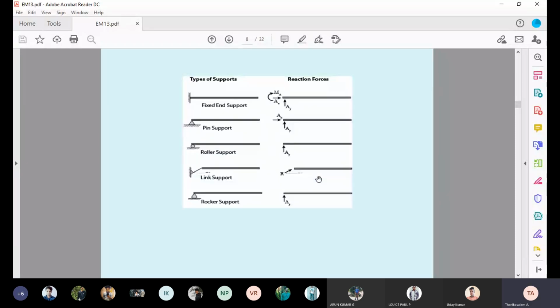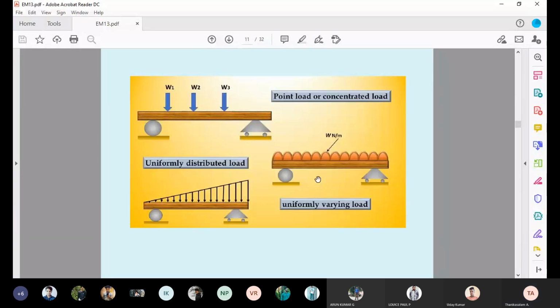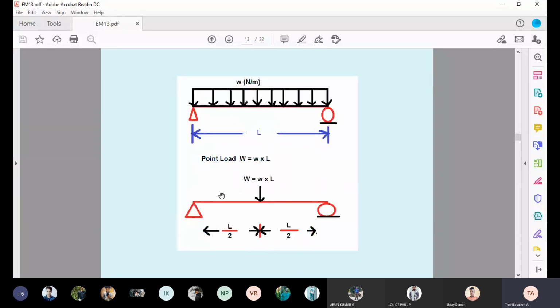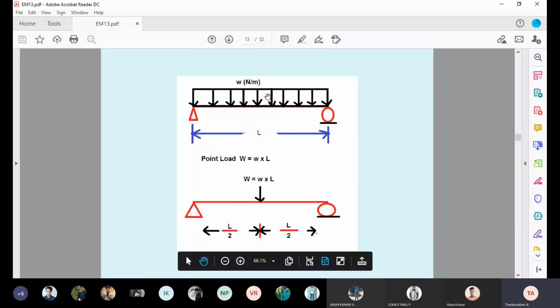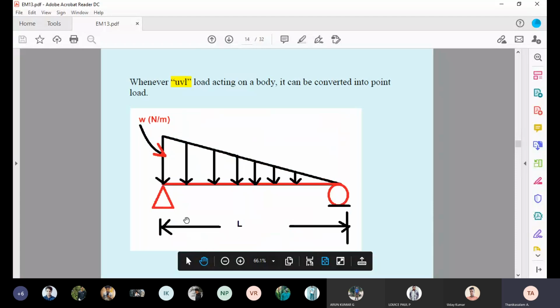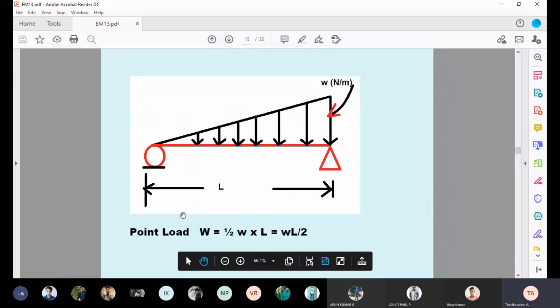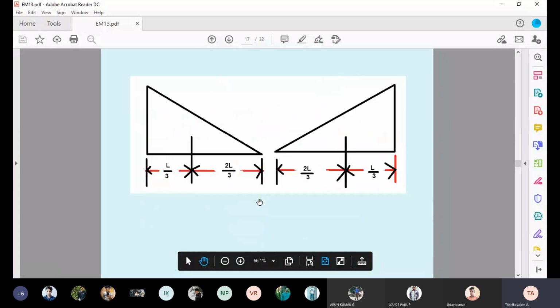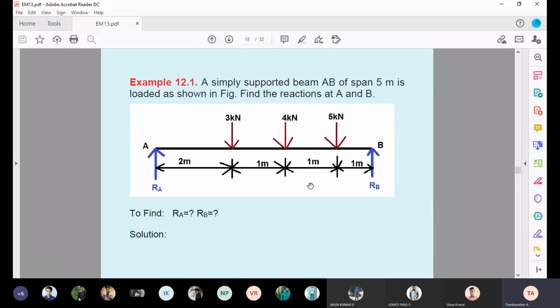Then we started on different types of loads: point load, uniformly distributed load, uniformly varying load. For a UDL, you convert it into a point load like a rectangular area, then locate it at L/2 from each end. Where is the middle of the rectangle? Similarly, for a UVL, consider the triangle area. Point load equals triangle area, half into w into L, small w into L. Where is it acting? At the centroid of the triangle, L/3 from one end.